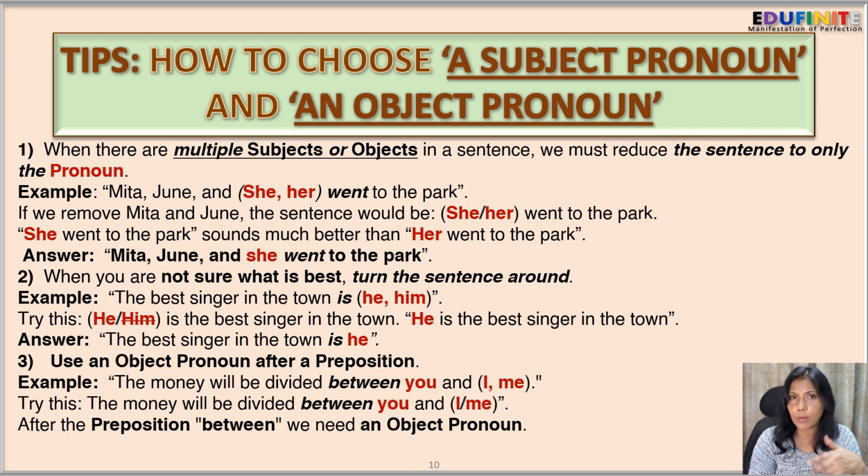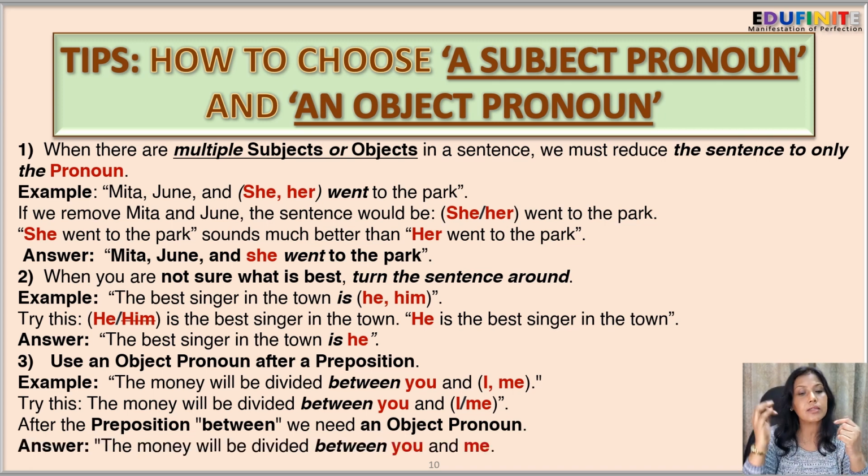You is an object pronoun because you is both a subject and an object pronoun. And then we need an object pronoun because here there are compound objects, you and me. Because the object pronoun is me and not I. So after preposition between, we need an object pronoun. This is how we rule out whether it is I or me. Next, what will be the answer? The answer will be, "the money will be divided between you and me."